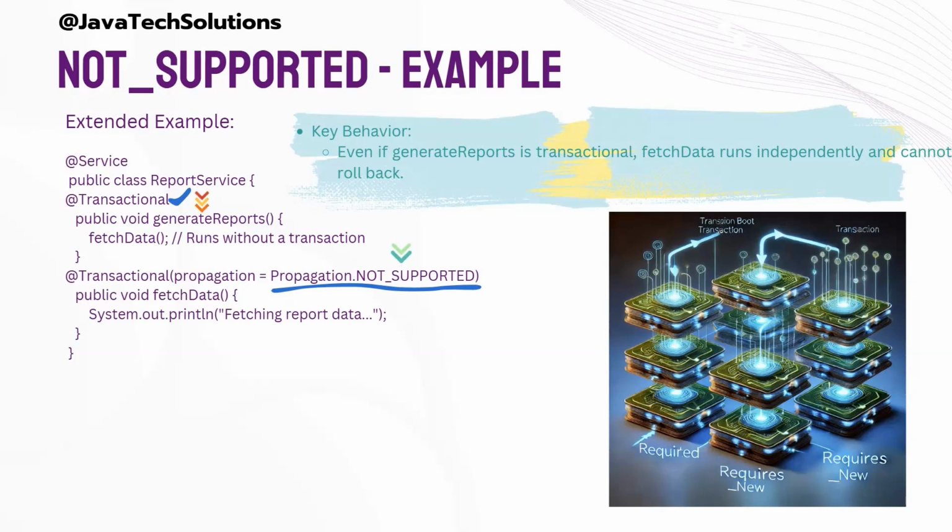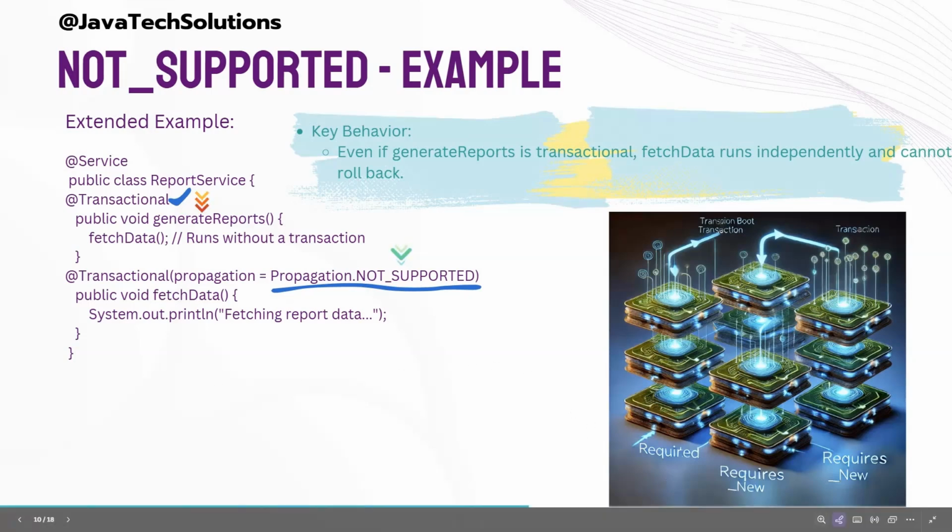When are we going to use this? If we want to do some kind of logging, sending notifications, or API calls that don't involve database operations. In scenarios where the overhead of transaction management is unnecessary, we can also use it. And if we want to avoid side effects, like preventing transaction rollback from affecting a non-critical operation.